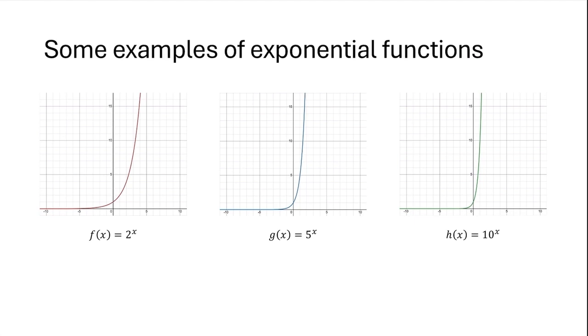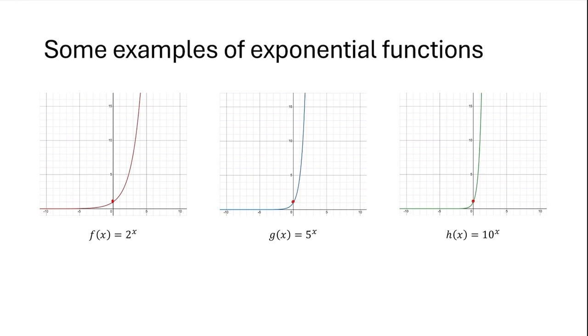Another helpful thing to notice about these functions is that they all pass through the point 0, 1. Any positive exponential function that is not shifted to the left or right, or up or down, will pass through the point 0, 1, because any number raised to the power of 0 will equal 1. This is helpful to remember when trying to find how an exponential function has been shifted or transformed.